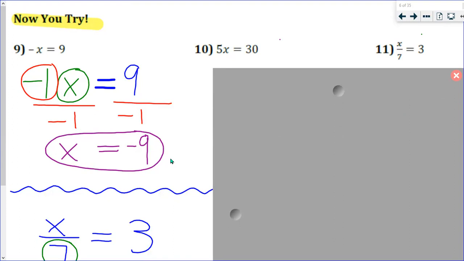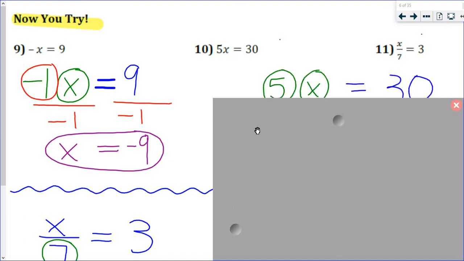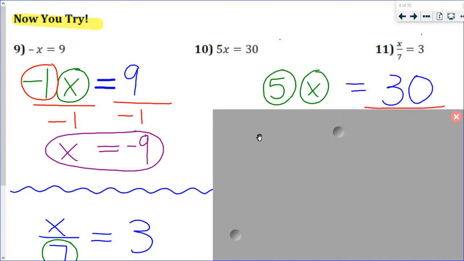The exact same operation for question number 10, except we have a different constant number attached to the x, or we call that a coefficient. Remember our first algebra, the 5 is a coefficient, right? 5 by itself would be a constant number. 5 attached to the x is a coefficient.